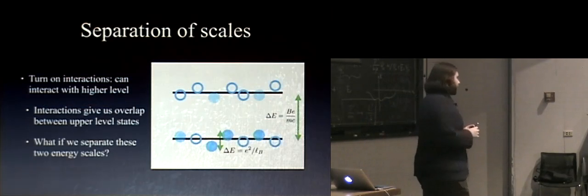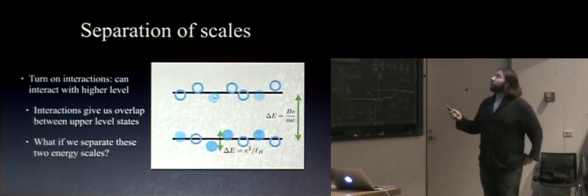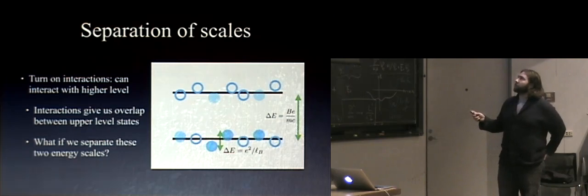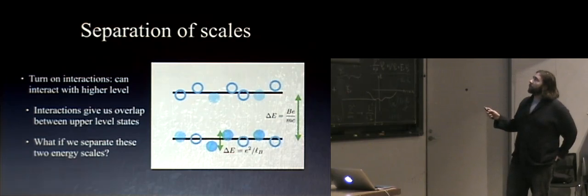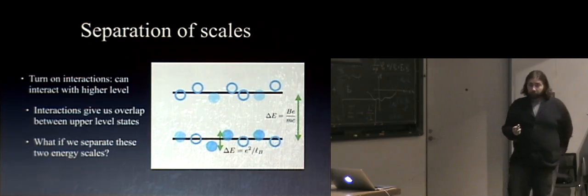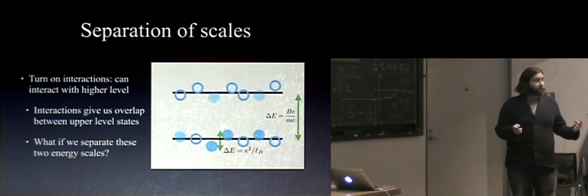But as soon as I turn on interactions, as we said, this is out the window. What you'll find is that this faintness here means that there's some superposition of states in this lower band, and also there's some superposition in states in these higher bands. But the important thing to remember is that there are two energy scales in this problem, right?